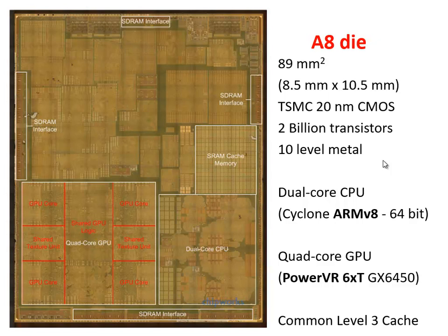This is the A8, so it's a few generations ago. A dual-core CPU, and then you have a quad-core GPU. The GPU is a graphics processing unit. Typically, it's the unit used to process the graphics, mainly for animations and video games. It's a large one. This is the internal cache. The count of transistors is 2 billion here, and the size is something like 1 centimeter by 1 centimeter.